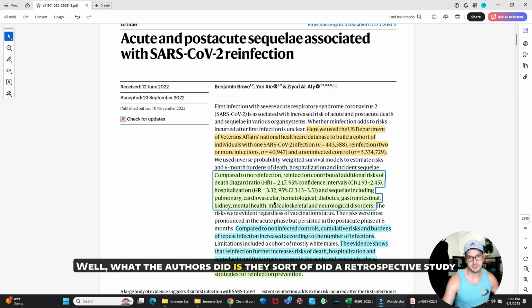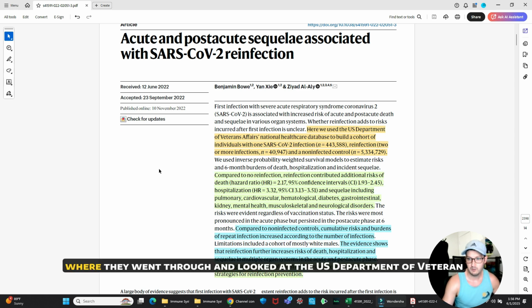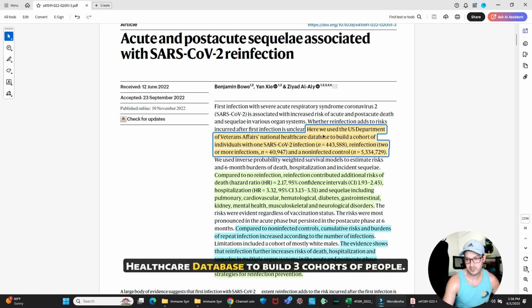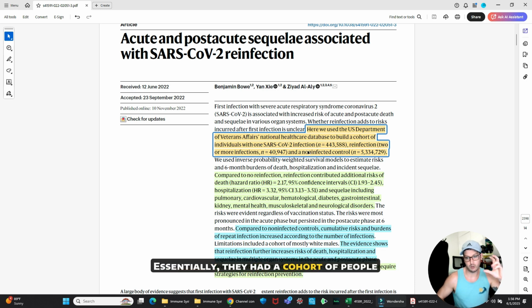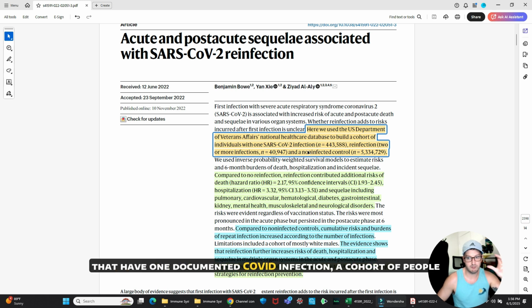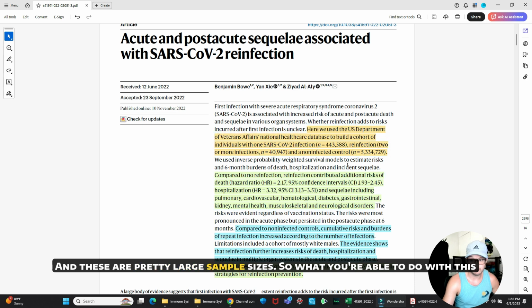Well, what the authors did is they did a retrospective study where they went through and looked at the US Department of Veterans Affairs National Healthcare Database to build three cohorts of people. Essentially, they had a cohort of people that have one documented COVID infection, a cohort of people that had no COVID infection, and then a cohort of people that have had reinfection. So this would be two or more infections. And these are pretty large sample sizes.